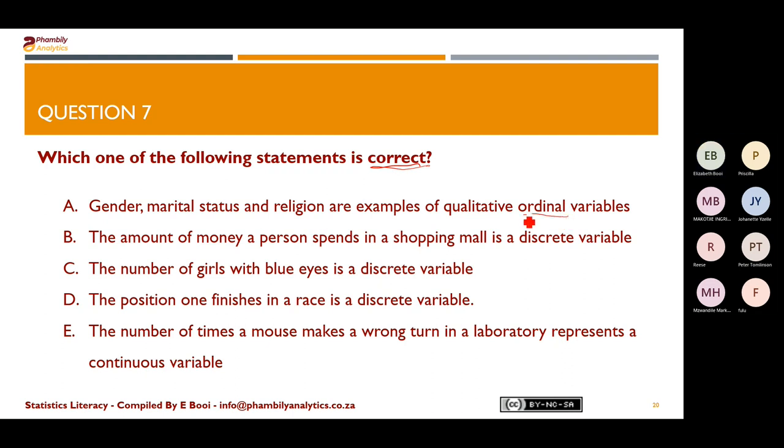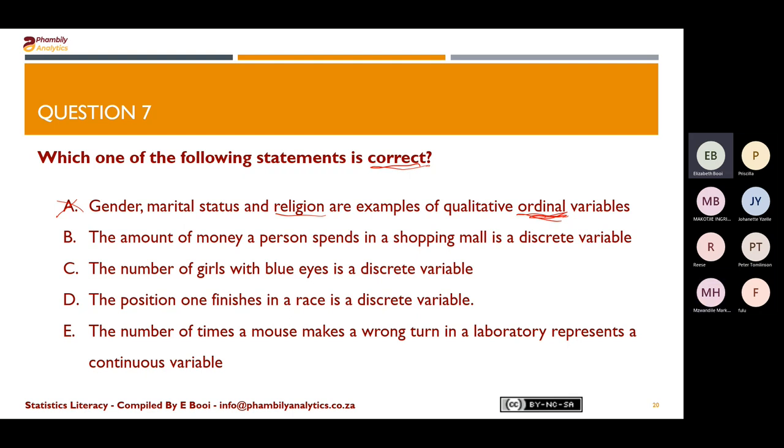Ask yourself, what is an ordinal? Data that you can put into order, right? Data that has a logical order. Does marital status have logical order? No. Therefore, let's take religion as well. Religion does not have any logical order. So that is not the correct statement we are looking for, because the key word here is ordinal. They are all categorical, but are they ordinal? No.